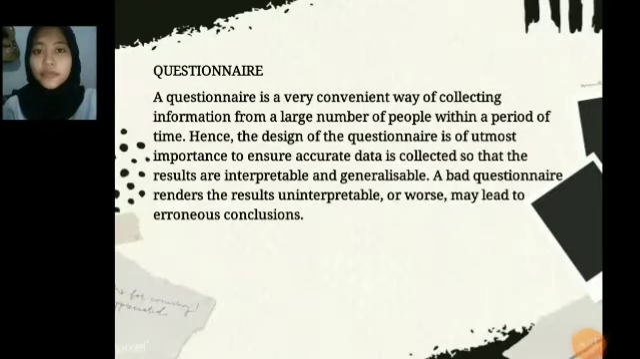Hello, it's me Nadifa, and next I would like to explain about our material, questionnaire. A questionnaire is a very convenient way of collecting information from a large number of people within a period of time. Hence, the design of the questionnaire is of utmost importance to ensure accurate data is collected so that the results are interpretable and generalizable. A bad questionnaire renders the results uninterpretable or, worse, may lead to erroneous conclusions.